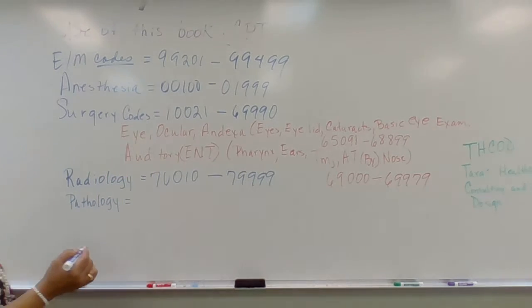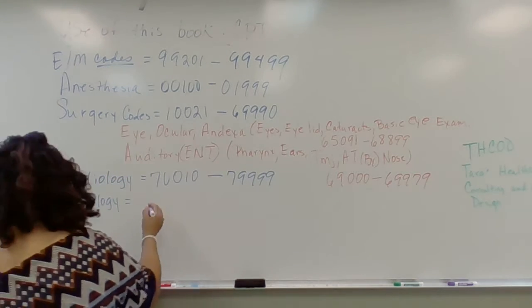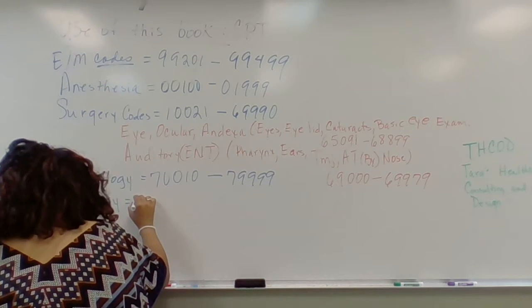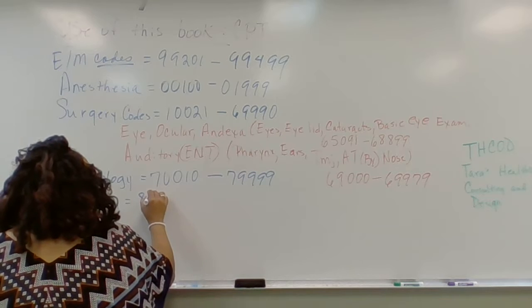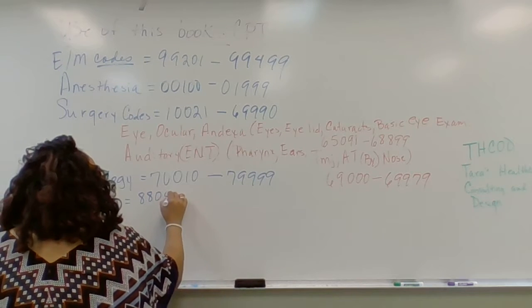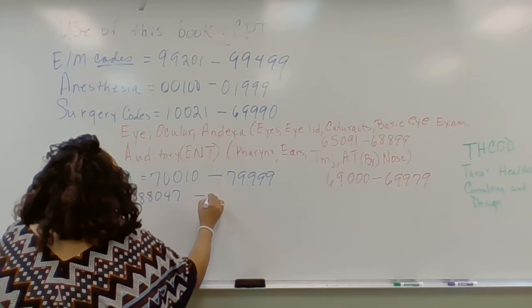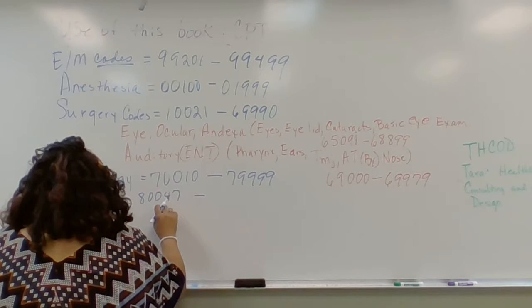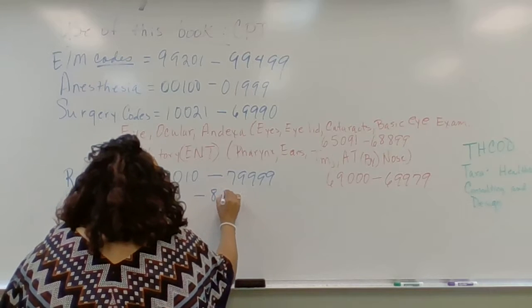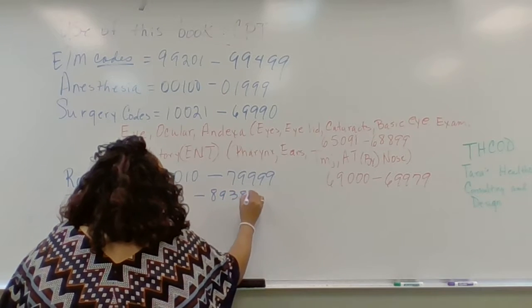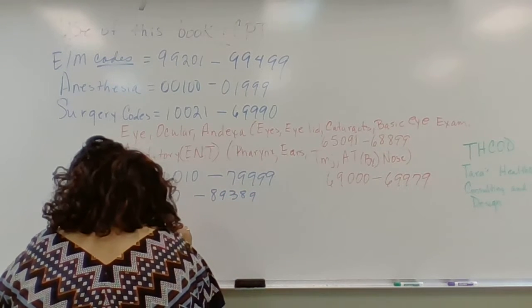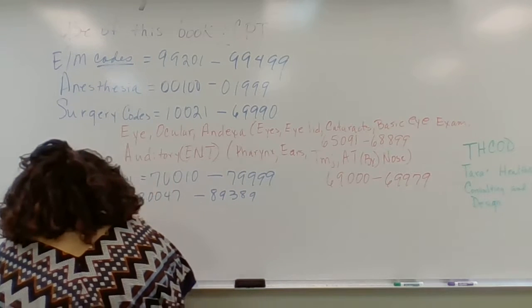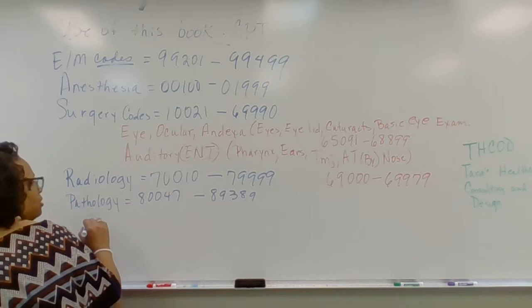Okay, so what are the codes for that? 80047 to 89389. And it goes 0001U to 0017U. Okay, we'll come back to visit that. Okay, what is the next section?